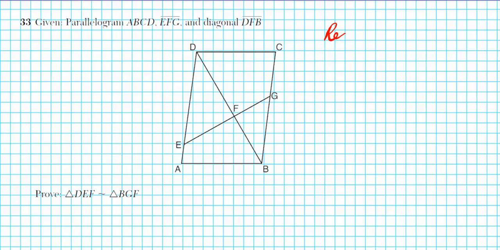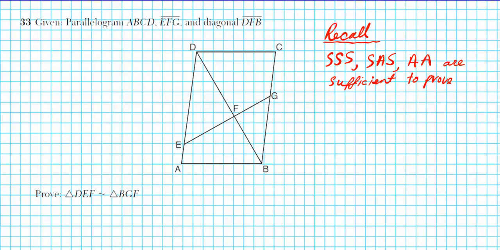Okay, so recall SSS, 3 sides, corresponding sides in proportion. SAS, 2 corresponding sides in proportion with the included angles being congruent. Or AA, a pair of congruent angles is sufficient to prove similarity. Okay?